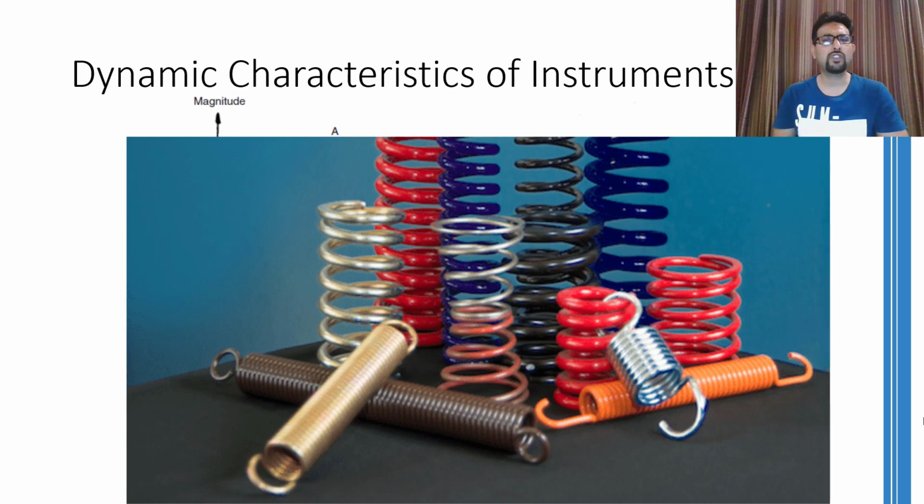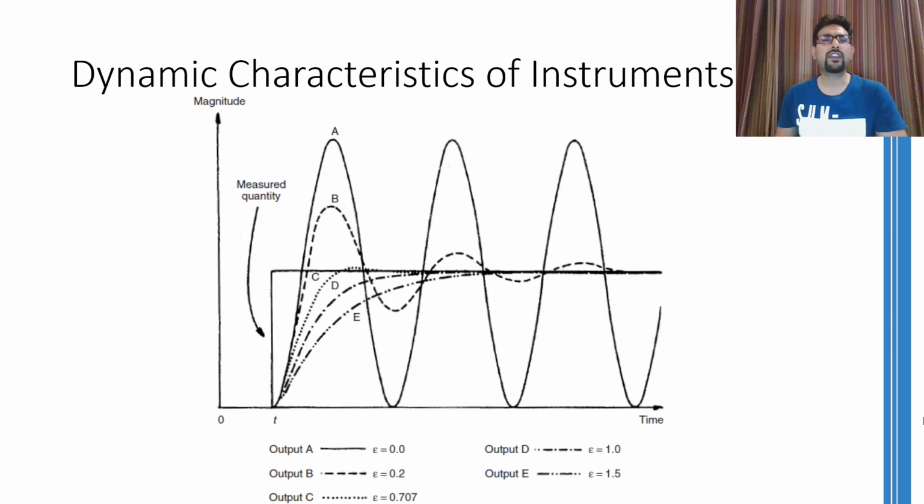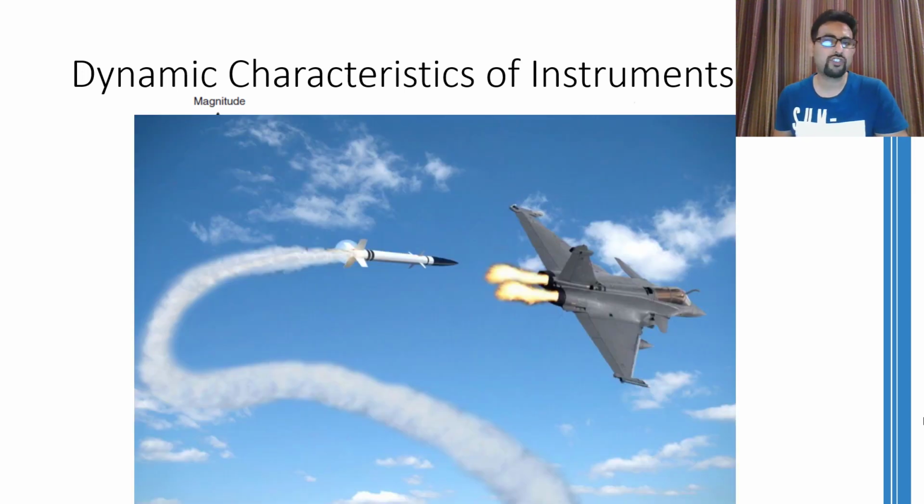Another example is a simple spring. If you stretch it and then leave it, what will happen to it? It will keep on oscillating about its final value and will settle down after some time. The amount of oscillations and the time it will take for settling down depends on the physical characteristics of the spring. Another example where a second order system is desired, or where these oscillations are desired, is a fighter jet.